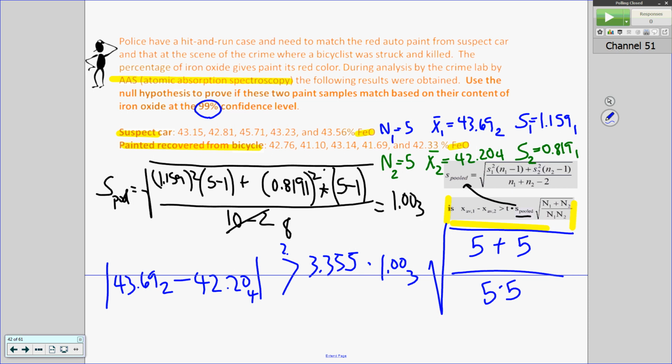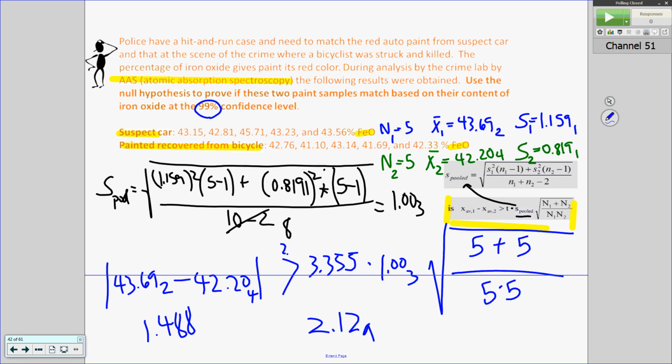So times 5, times parentheses, 5, root. I got 2.12. And the absolute value of the difference is 1.48.